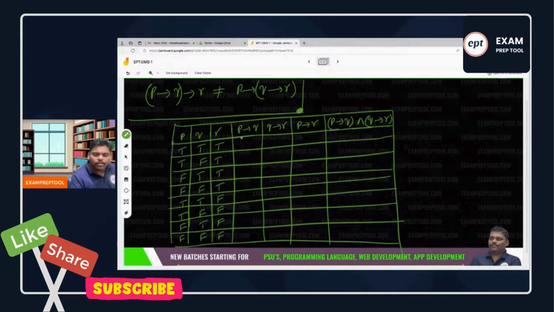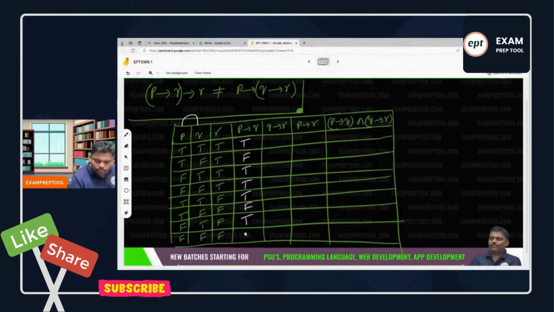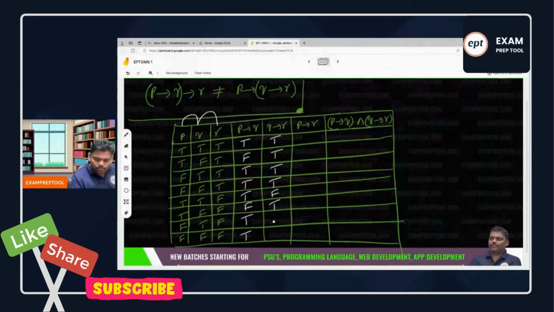Yeah, see this one. P implies Q. Start filling it. P and Q only are your target first. P implies Q: true, false, true, true, true, false, true. Next one, Q implies R: true, true, true, true, false, true, false, true. Next one.